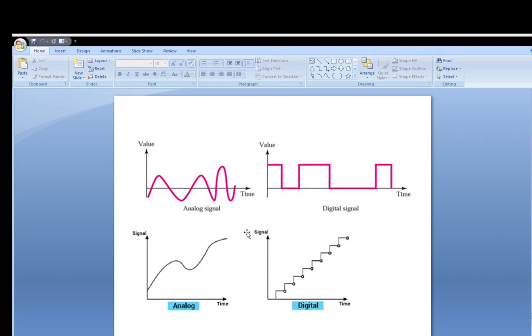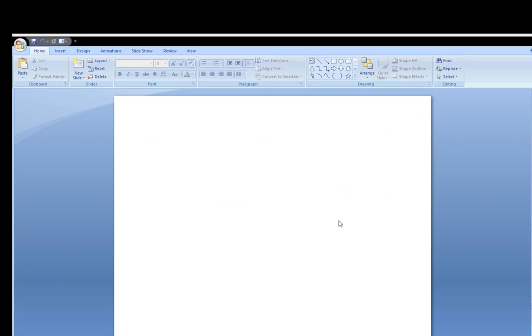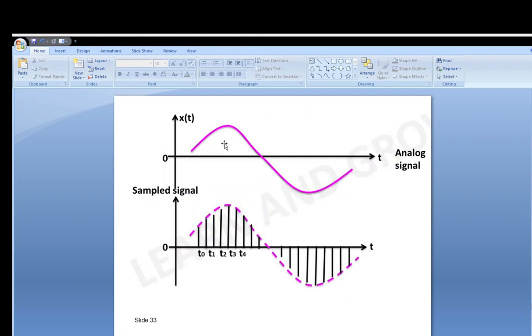Similarly, in the next slide, in the analog signal any number of values are possible, and in this signal also infinite values are possible. Any value can be possible in this signal. So although this is a sampled signal, which will be called discrete signal, it is again analog signal. So this is analog discrete signal.